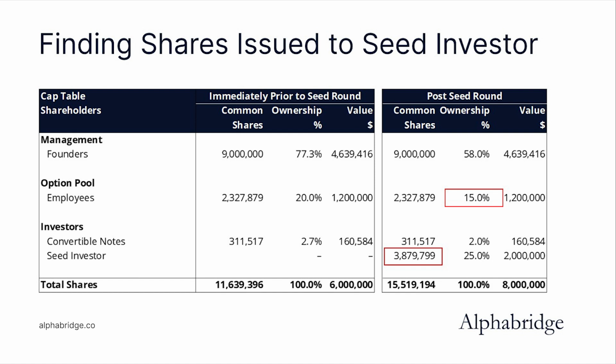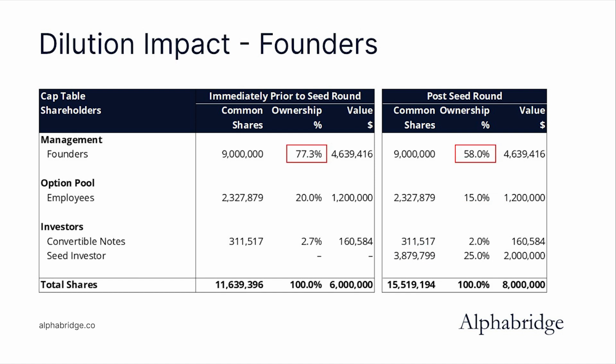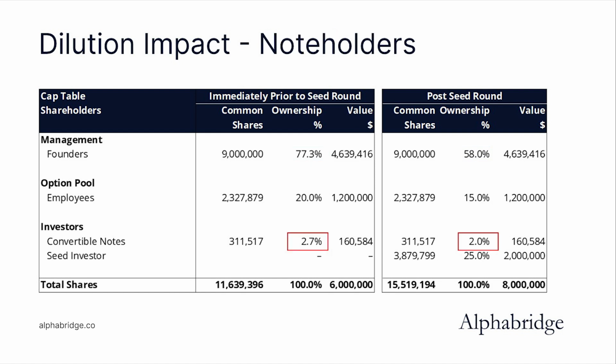Let's now have a look at how each investor was diluted by the convertible notes and seed round. We can see that the founders were heavily diluted. Prior to the note conversion, they owned 90% of the company. With the note conversion and additional shares for the employee option pool, their ownership was reduced to 77.3% and subsequently 58% after the seed round. For the notes investor, their ownership was diluted by 0.7%.